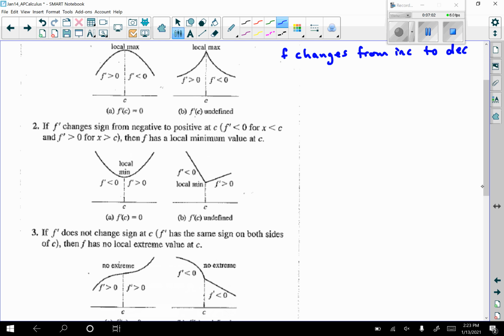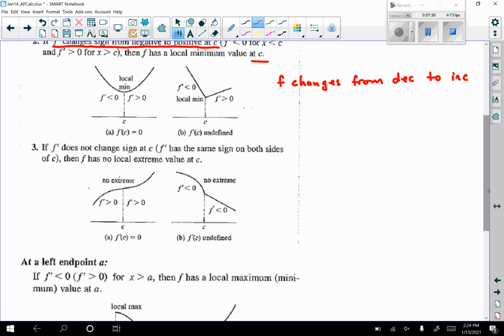Likewise, for 2, if our first derivative changes sign from negative to positive at C, then f has a local minimum value at C, or our function f changes from decreasing to increasing. But again, pay attention to the wording. And again, it's at C, therefore we have a local min at C. Item 3 just says if our first derivative does not change sign, then we have no extreme value at C.